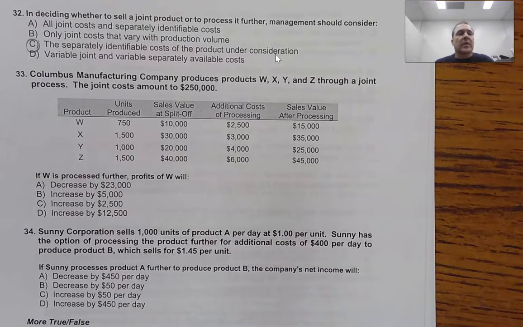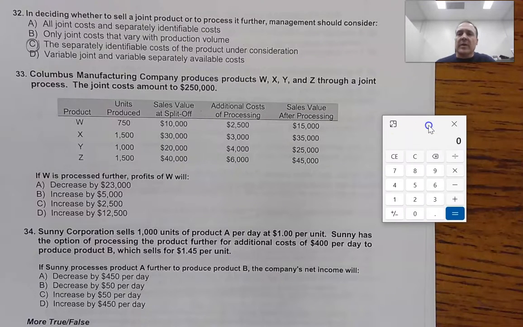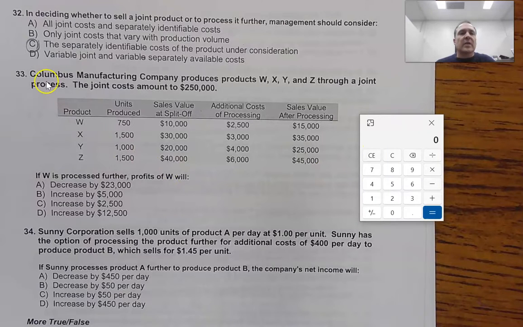C. Okay. Question 33 is a multiple choice question that requires some calculations, but it doesn't require a lot of calculations. So let's just go ahead and bring the calculator over here. It says Columbus Manufacturing Company produces products W, X, Y, and Z through a joint process. The joint costs amount to $250,000. And then it says here, if W is processed further, profits of W will. So we're not concerned about products X, Y, or Z. They make them, but the question doesn't ask for it. It just asks about W.